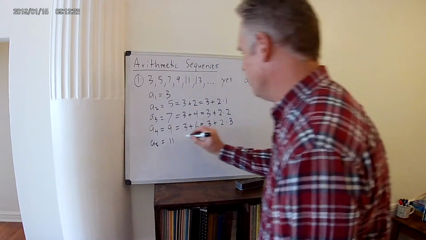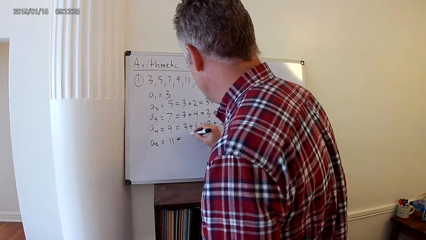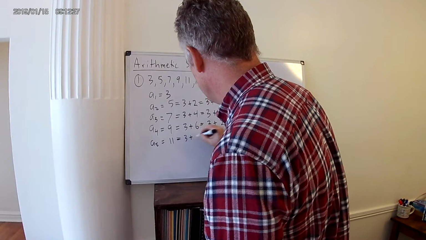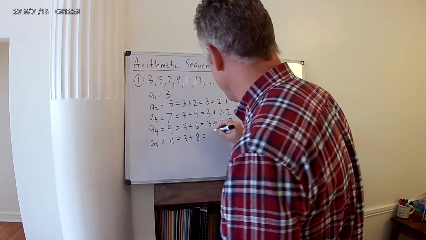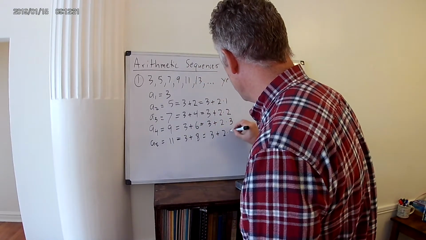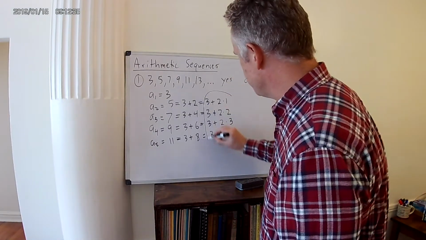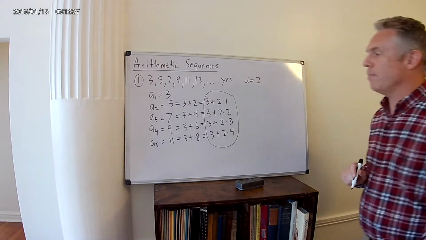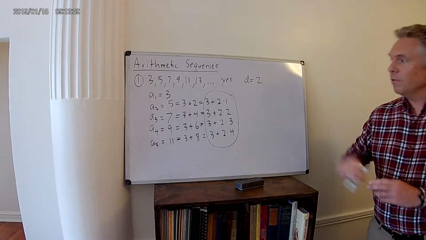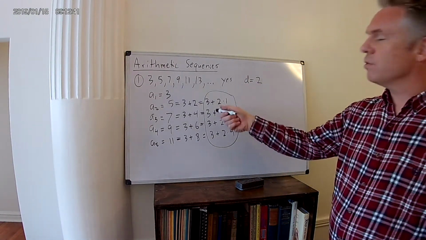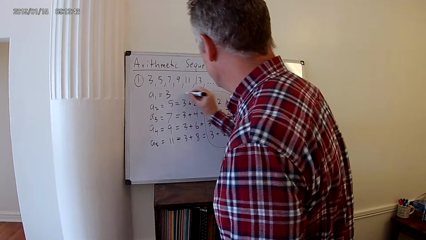A5 equals 11. I'm going to write 11 as 3 plus 8. I'm going to write 8 as 2 times 4. So let's focus in on these expressions here. Let's see if we can identify a pattern. Okay, all these expressions start with 3. Well, what is 3? 3 is just A1.